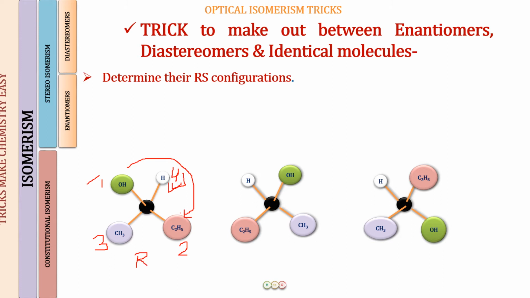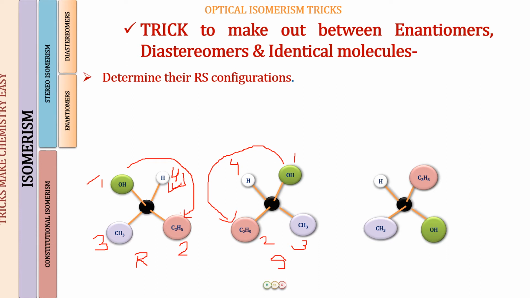Okay, and in the next one what you can see is this is my group number 1, this is my group number 2, group number 3, and group number 4. So now again what I'm going to do is an arrow from 1 to 2 crossing over 4. Well, this is going to be in the anti-clockwise direction, so this is the S configuration.